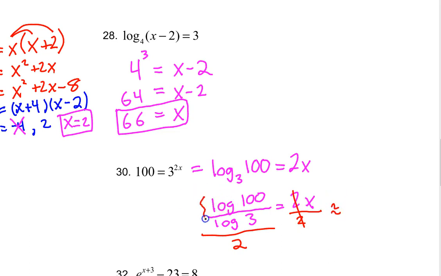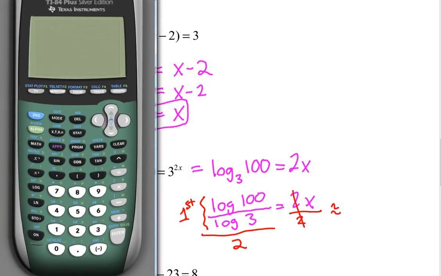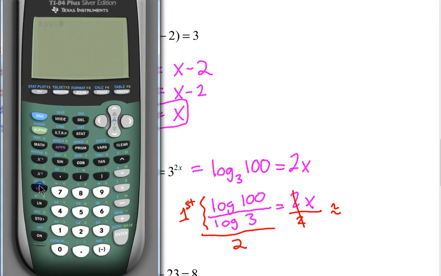So first, find out what this is. We have log of 100 divided by log of 3. There we go. And then take that answer and divide it by 2. Round this to the nearest hundredth. Look, this is the hundredth place. The 5 will round this up, which will make us go up to 2.10.